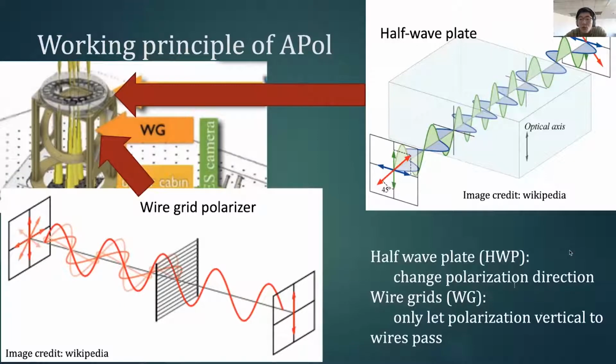The half-wave plate is used to change the direction of polarization, and the wire grid is a polarizer that only lets through the polarization perpendicular to the wire's path. So the combination of the rotating half-wave plate and the wire grid makes the polarization signal change periodically, and we can derive the polarization angle by processing such a periodic signal.